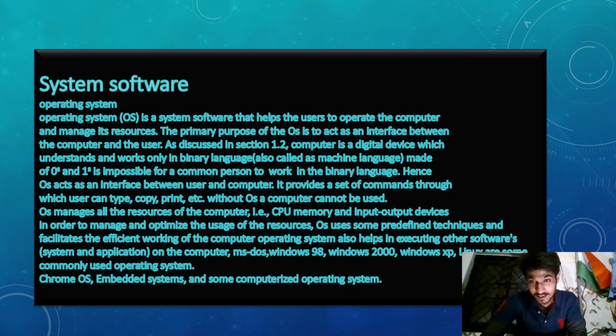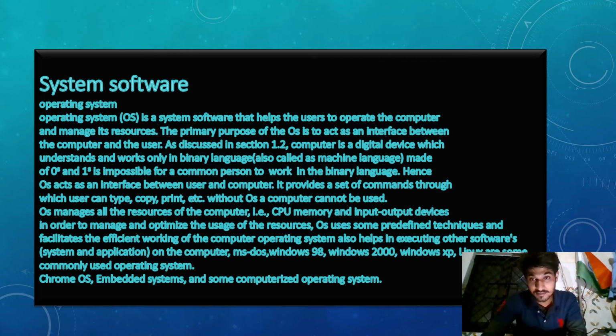So you have to use a high level programming language and convert your high level code into machine language, and this conversion is done by a compiler. So the compiler is also a kind of system software. Without an operating system, a computer cannot be used. Operating system manages all the resources of the computer, like CPU, memory, input output, in order to manage and optimize the usage of these resources. Operating system uses some predefined techniques and facilitates the efficient working of a computer. Operating system also helps in executing other software and applications on the computer, right?